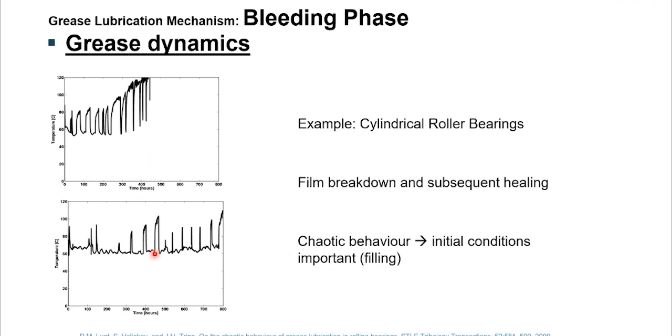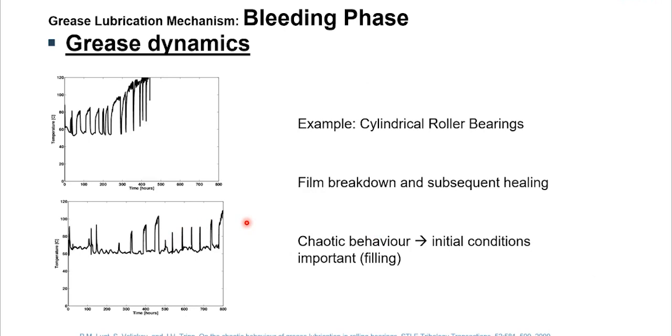So this chaotic component is an acceptable thing in a grease lubricated bearing, and we believe that initial conditions are very important. That means the filling. If you vary the filling in the initial condition, that will have a huge impact on the dynamism, on what will happen in the later period of the grease lubricated rolling bearing operation.